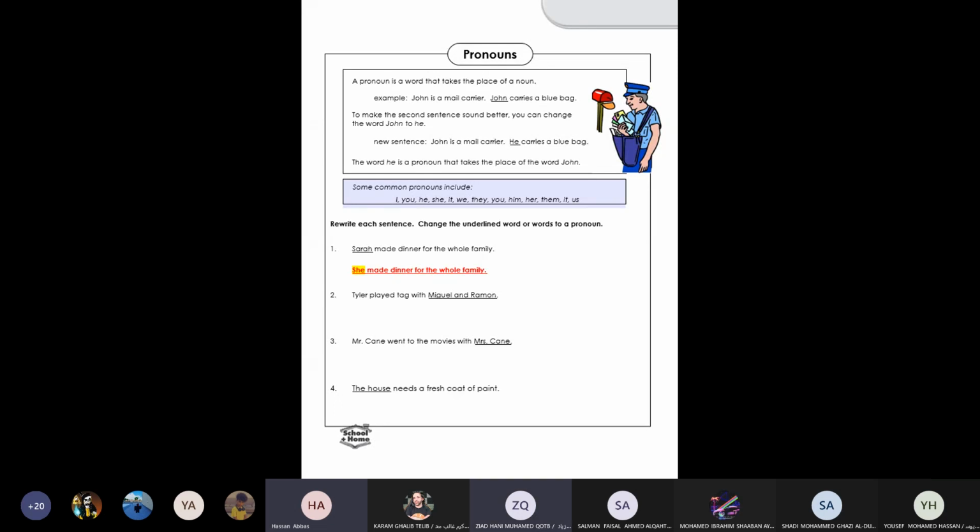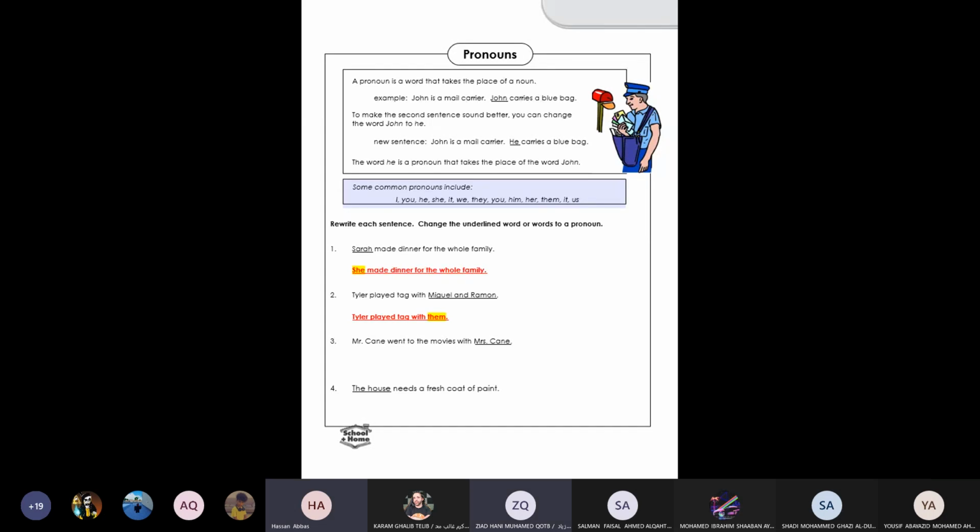Pronouns, which pronouns equation here? Object pronouns equation. Him plus her equals them. Okay? So the sentence would be what, Yazid? Tyler played tag with them. Excellent. So with them.